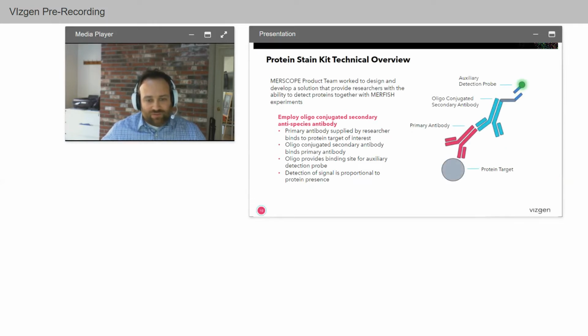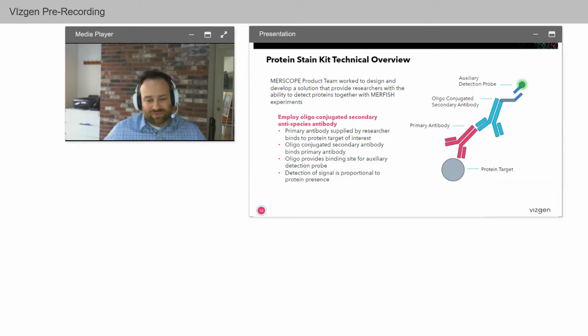Through our product development, we accomplished this through oligo-conjugated secondary anti-species antibodies. How this works on a technical level: we have a protein target outlined in gray here, which can be a target that a researcher is interested in, and they have a primary antibody. Most researchers will have a primary antibody they've been using, and the beauty of this system is that it employs that primary antibody provided by a researcher. So you don't need to go back to square one and revalidate binding of a new antibody.